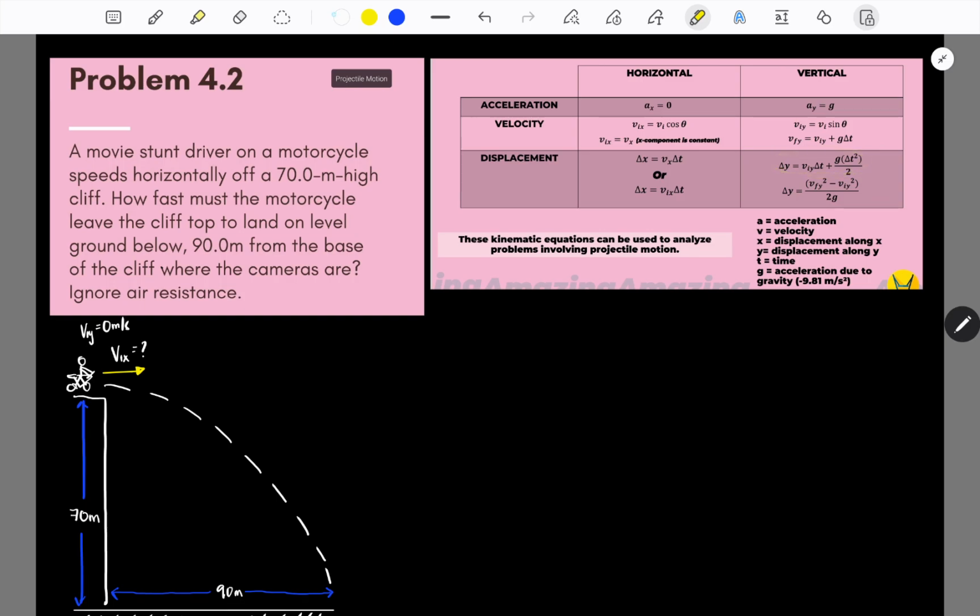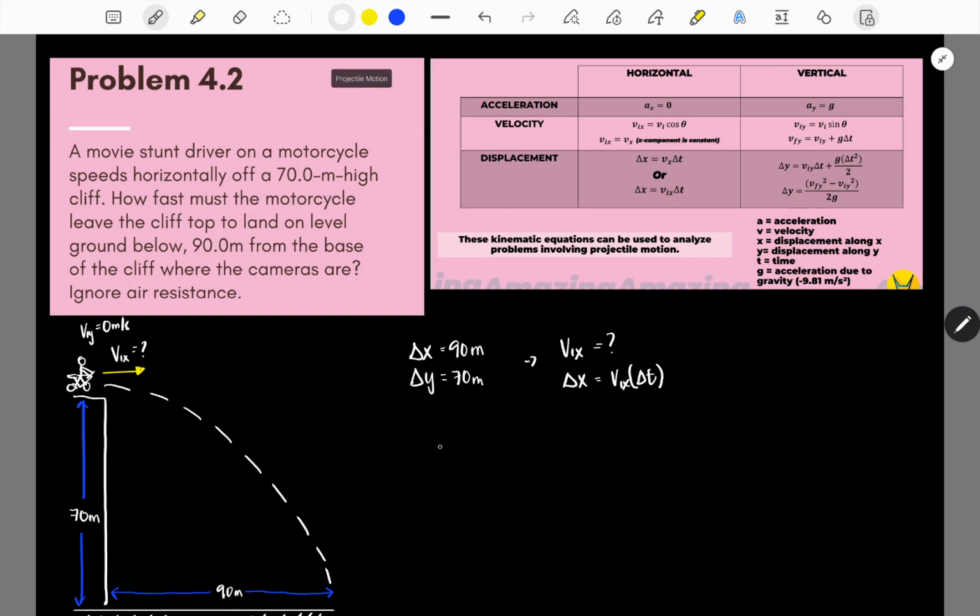So I will just write down some variables that we know. We know the horizontal distance is 90 meters. The vertical distance is 70 meters. And what we're looking for is the horizontal velocity. But the problem with this one is that the formula for it requires time. So we need to look for that first.